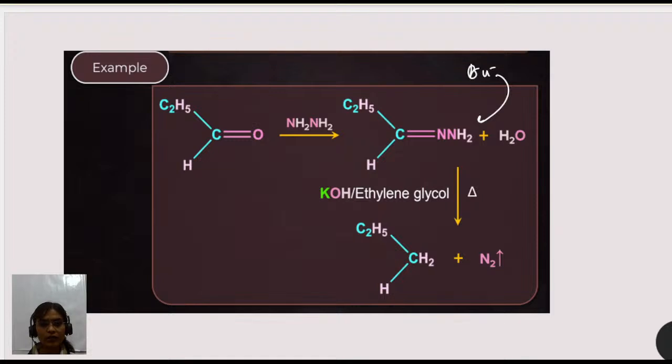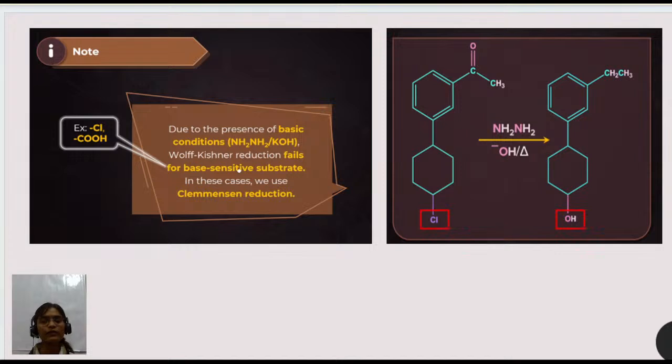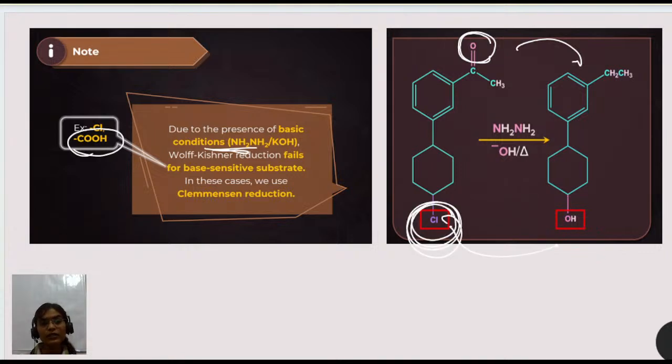So let's continue further. This is a very simple reaction. Let's see the note for this, what is written here. Due to the presence of base, the same thing is written: you are using basic conditions, so we can't use the Wolff-Kishner for acid-sensitive or base-sensitive groups like COH or Cl. For example, in this case, this group has to be reduced, right? But chlorine is an acid-sensitive group, and it is going to convert into OH there. Why? Because it's a leaving group, so it's going to leave. Maybe you are not getting it, let me explain. That OH attacks here, chlorine leaves. What happens? A substitution reaction.